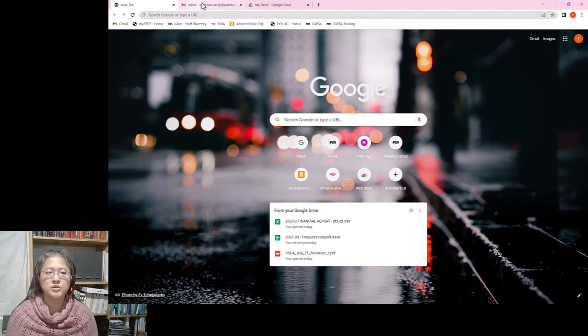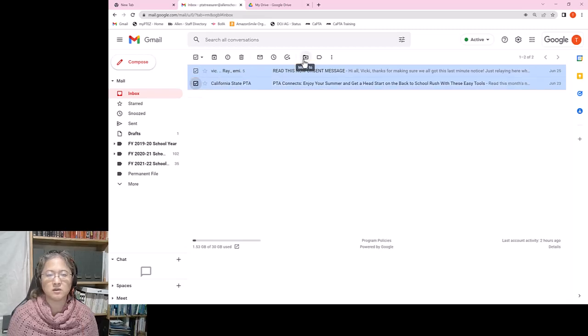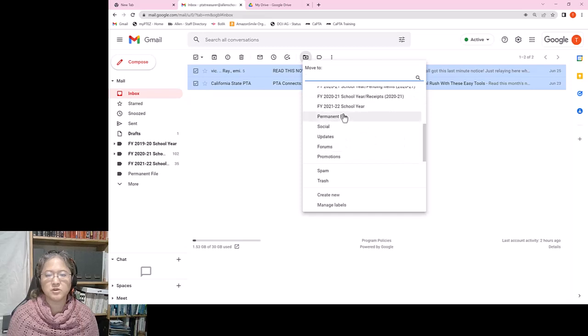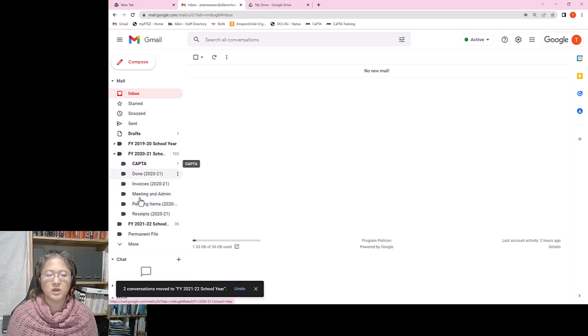We're going to first go to the email. The way the email is organized is that I put all of the emails for each school year in its corresponding label. And at the end of the year, I just click on the emails and move them to the specific year that I want. You can also add subcategories, as you see in 2021, additional labels within.